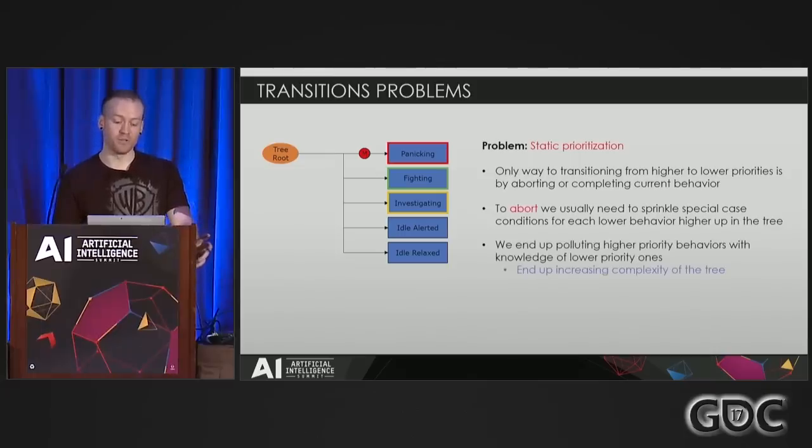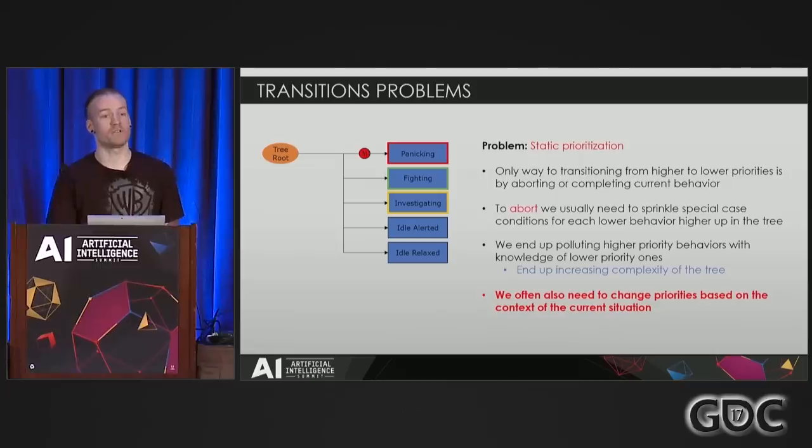This ends up polluting the tree, especially the high-level behaviors, with low priority ones. It's implicit, because you're trying to cater for the transition lower down by canceling a high-level thing, which greatly ends up increasing the complexity of the tree. And then there's another even worse problem, which is that we often need to change the priorities of our high-level states based on the context of the situation.